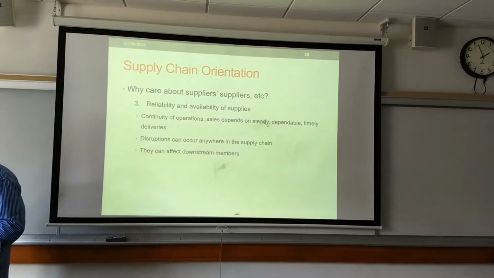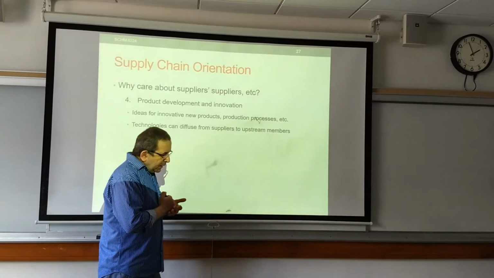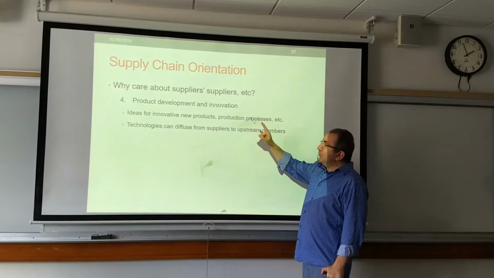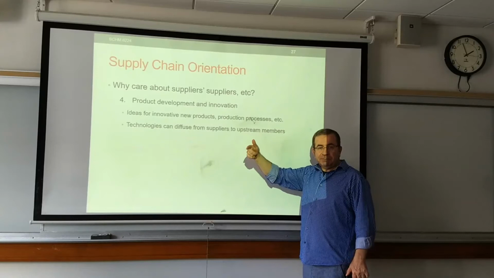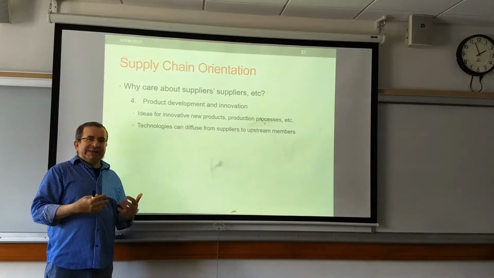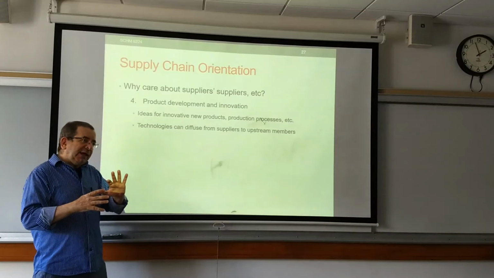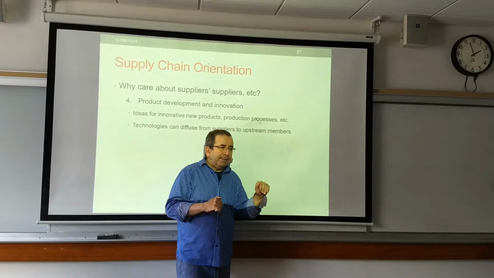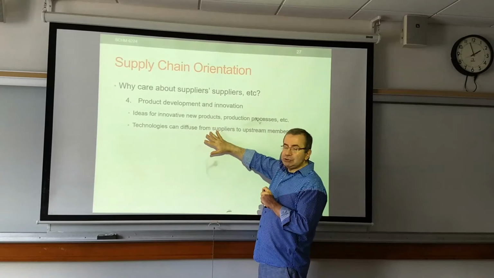Another reason for looking beyond your immediate suppliers is that a lot of innovation ideas come from your suppliers and their suppliers and their suppliers. Because people innovate constantly, there's new technology, there are new materials, there are new production techniques, etc., that people innovate all the time. So it's a good idea to look at what's happening with your suppliers, etc., to identify opportunities to reduce your costs, okay?